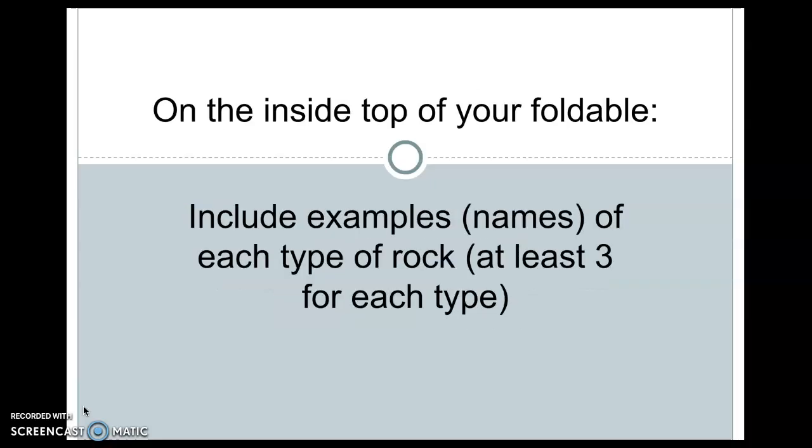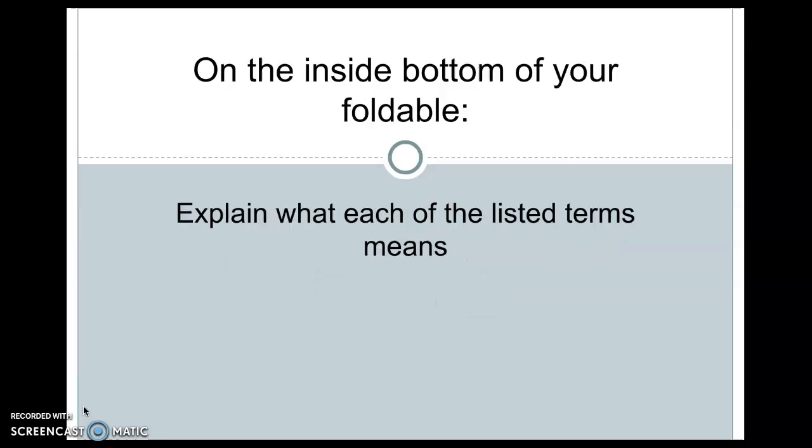On the inside top of your foldable, you're going to include examples, so names of different types of rocks, and we want at least 3 for each type. And on the inside bottom of your foldable, you'll see there's already some words there, so you're going to explain what each of those terms means.